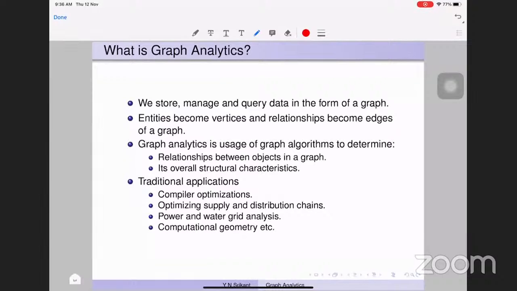What is graph analytics? This is the usage of graph algorithms to determine the relationships and the overall structural characteristics of the graph. So more of this as we go on. And it is not as if graph analytics was born today. There are lots of applications of graph analytics in compiler optimization, optimizing supply and distribution chains, power grid analysis, computational geometry, etc. These are all existing applications.